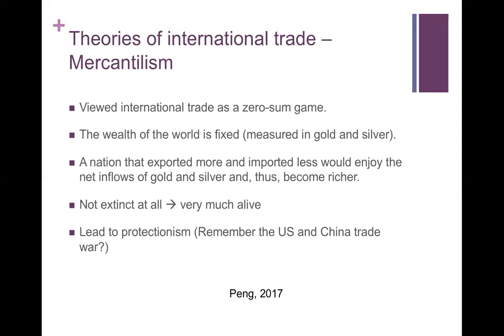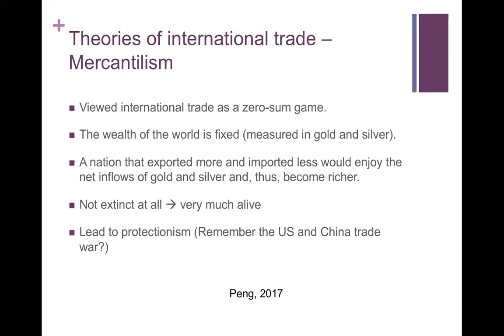This theory, although we label it as part of the classical theory, is not extinct at all, actually, and very much alive. And it may also lead to protectionism, because people are aware, based on this theory, that if we buy more from overseas, that means we are going to spend more, right? Then if you look at the BOP, balance of payments, we are going to have more outflow than inflow of the values.